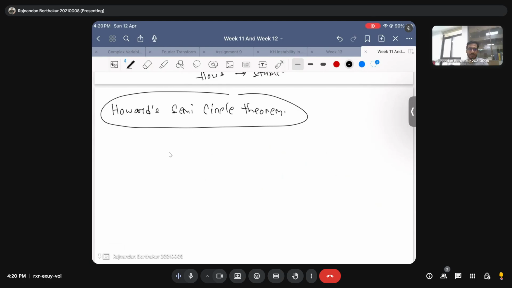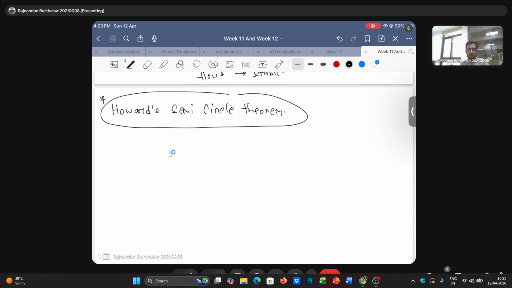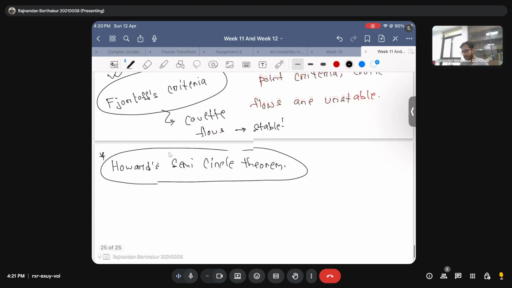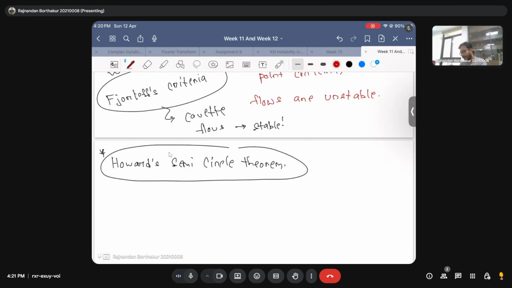But yes, as I was telling, just be familiarized with the name. This, I would say, is the strongest of the criteria that we have studied. After you check the Rayleigh inflection point criterion, it is necessary to check Fjortoft's criterion, and after checking that, you need to check if the eigenvalues lie within the semicircle as described by the Howard semicircle theorem. Again, I will not go into the nuances of these things.